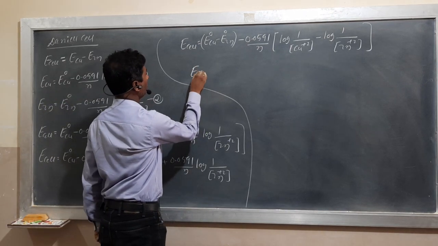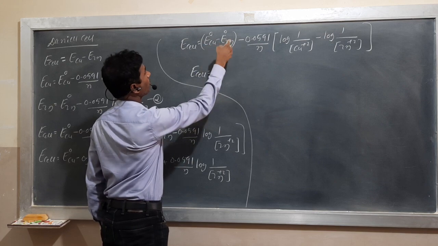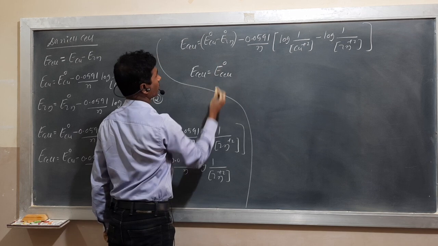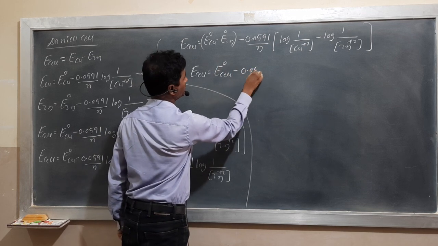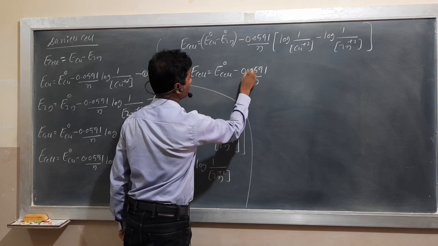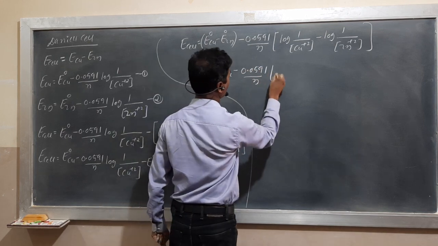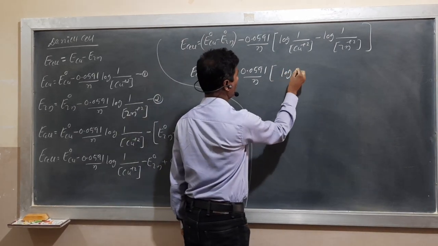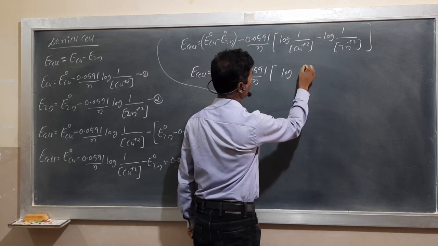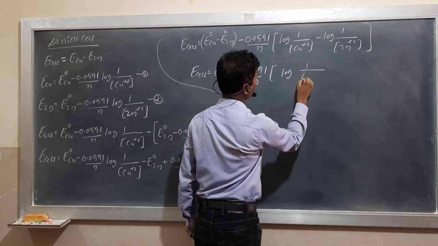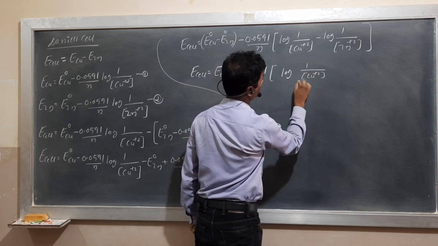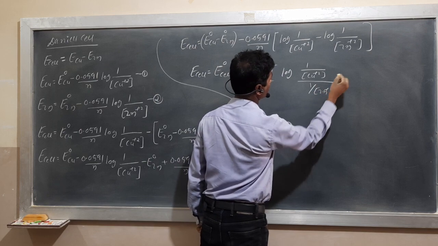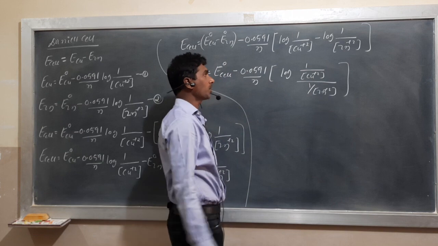Now I can write E of cell. This E naught of copper minus E naught of zinc we can take as E naught of cell. So E naught of cell minus 0.0591 divided by n, times log A minus log B, which is log A by B: log of 1 divided by Cu plus 2 minus log of 1 divided by Zn plus 2.